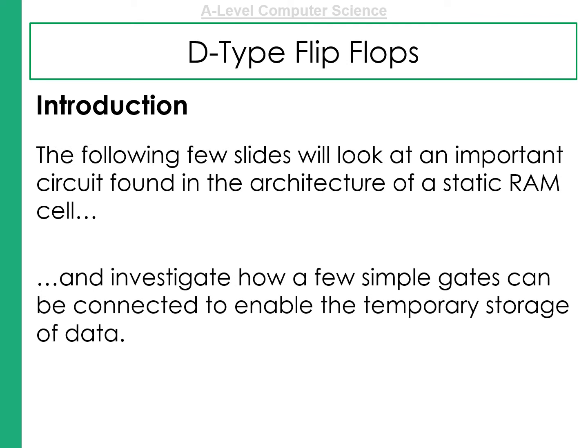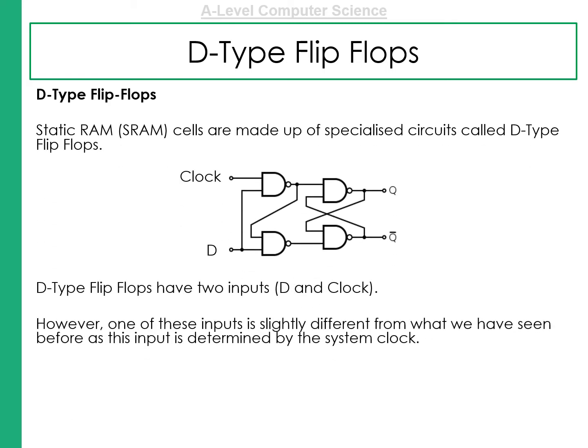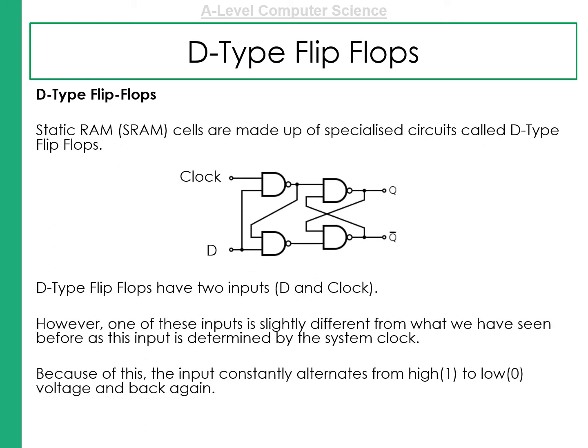We can find D-type flip-flops in static RAM. We're going to have a look at how these are actually used to enable temporary storage of data. So remember, static RAM is made up of specialised circuits called D-type flip-flops. D-type flip-flops have two inputs, D and the clock. One of these inputs is slightly different from what we've seen before because it's actually determined by our system clock. Because of this, the input constantly alternates from high to low and back again, so 1, 0, 1, 0.